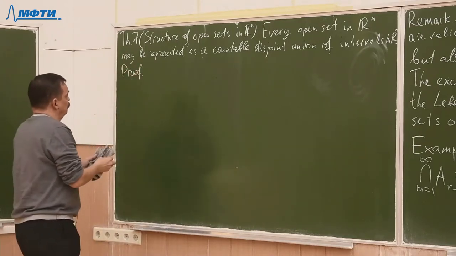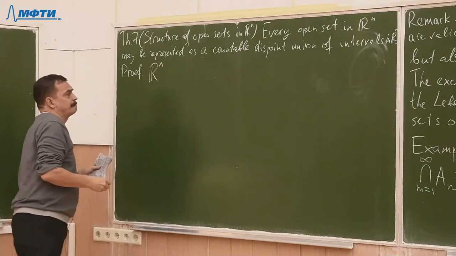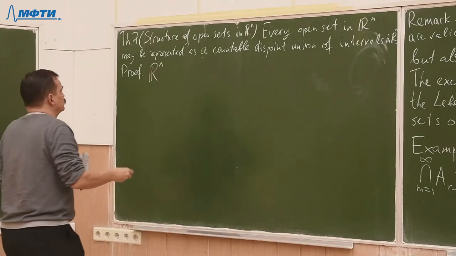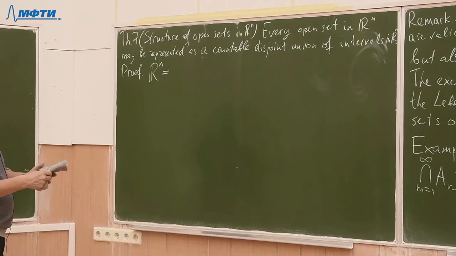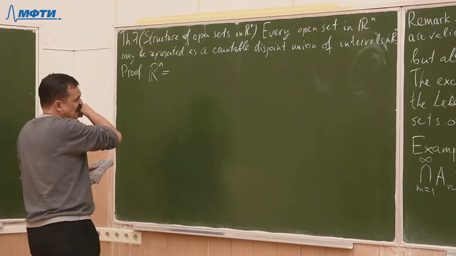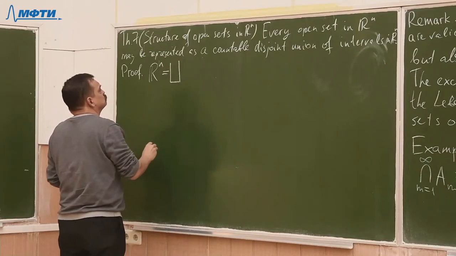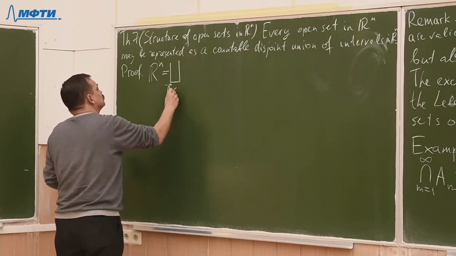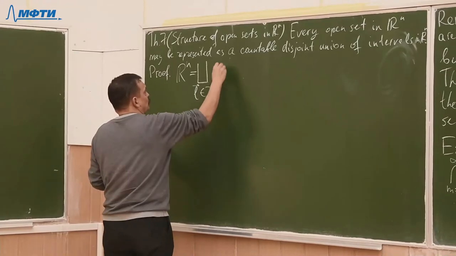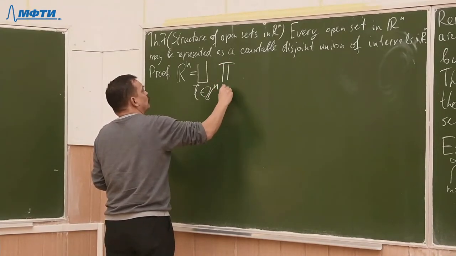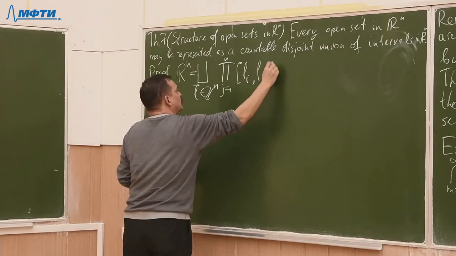I'll start with separation of Rn into intervals, and let us do it slightly differently than I did before, as a disjoint union over integer vectors l of the product over j from 1 up to n of [lj, lj plus 1).